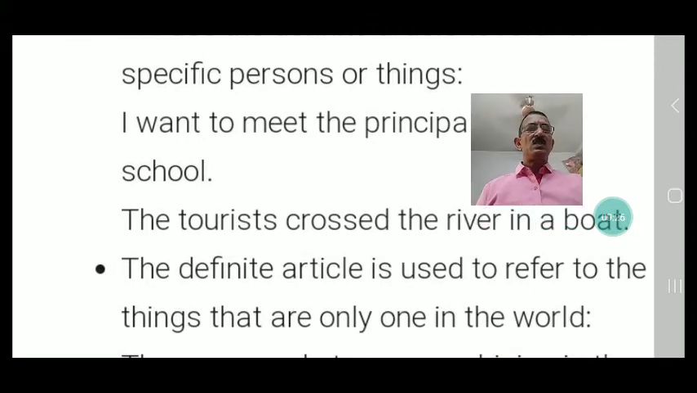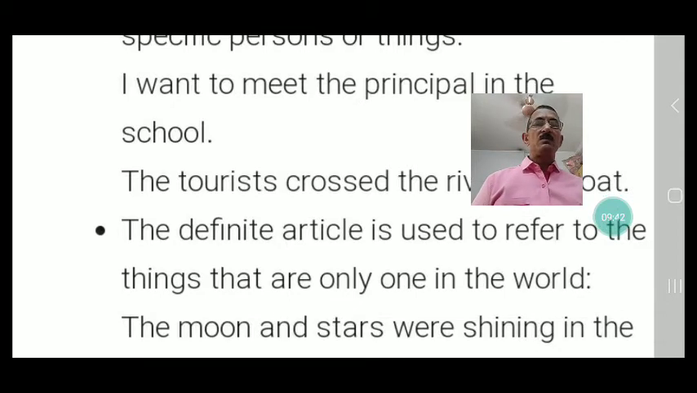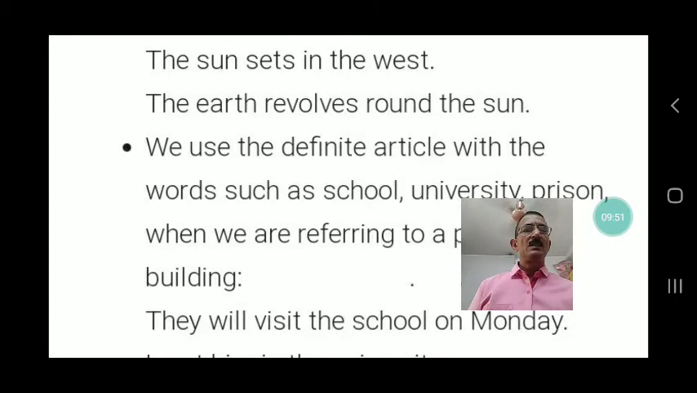The tourists crossed the river in a boat. The river, in a boat. A boat. Here, the definite article is used to refer to the things that are only one in the world, as the moon and the stars were shining in the sky. The sun sets in the west, the earth revolves round the sun.